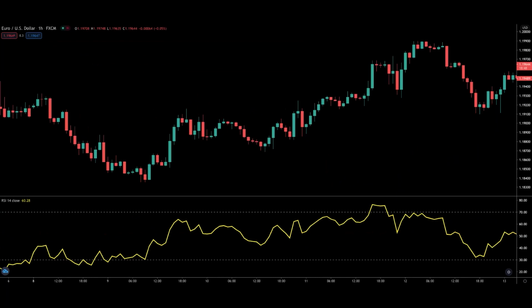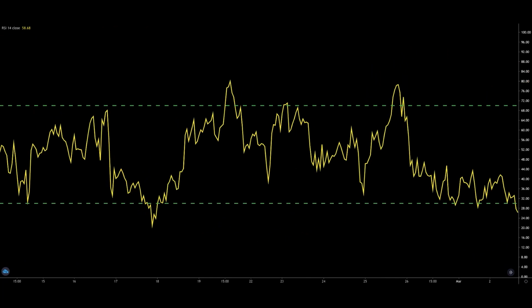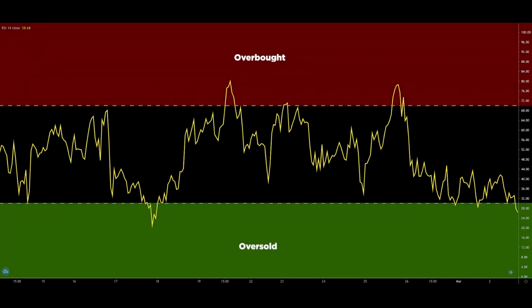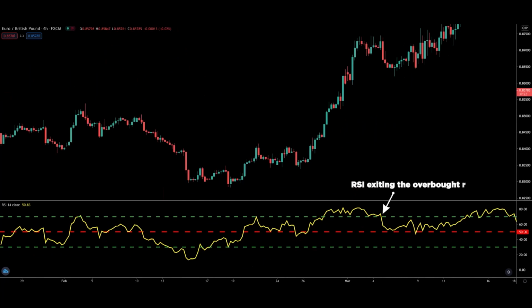So summing up this video, the relative strength index indicator is a momentum indicator that can help you improve your trading entries and maximize your trading profits. It primarily shows you overbought and oversold market conditions, and you must understand that price can stay overbought or oversold for a long time. You can also use the 50 level to gauge if a momentum has strength in it. To use the relative strength index as a trade management tool, watch for price to dip into the overbought or oversold region and then exit out of the overbought or oversold region.